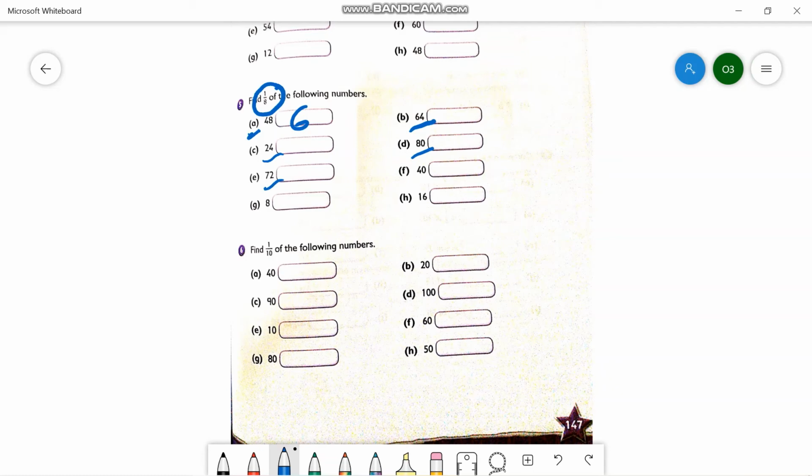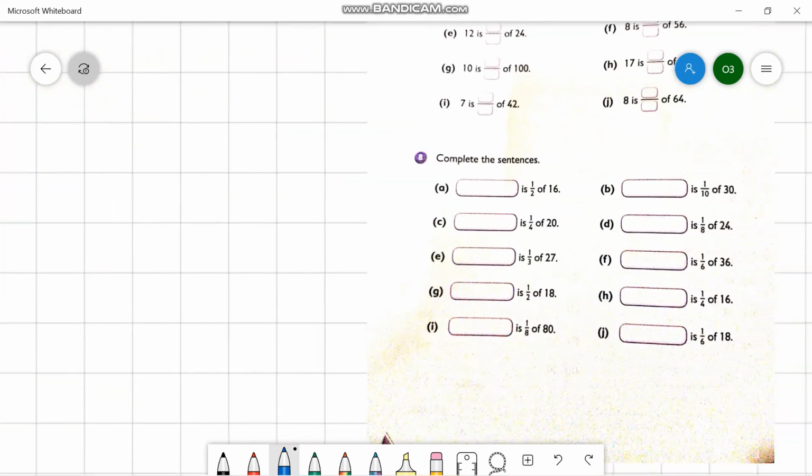Okay, now let's go to number 6. Find 1/10 of the following numbers. So you have to divide these numbers by 10. So let's answer letter A. 40 divided by 10 is 4. Okay, and then divide these numbers by 10 as well. Okay, let's go to the last page.